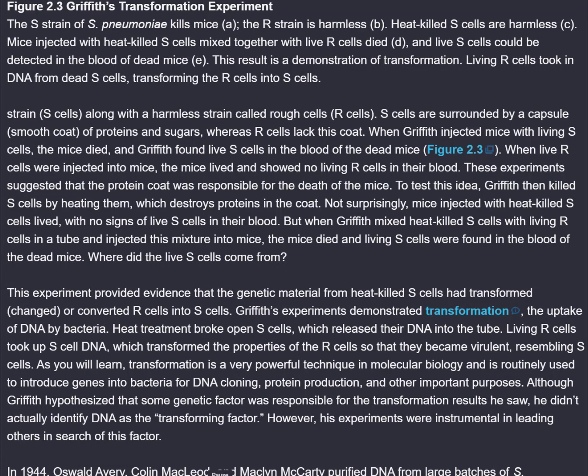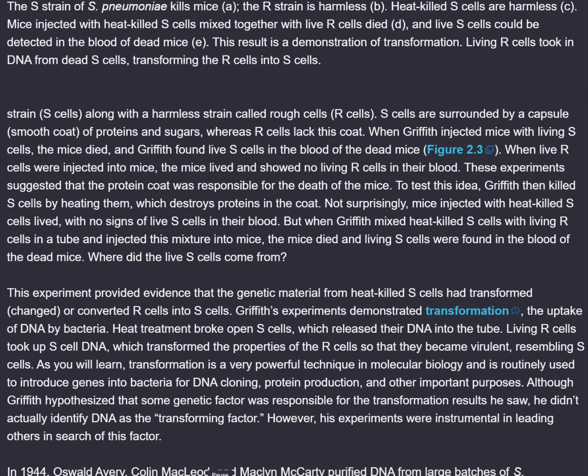Figure 2.3 Griffith's transformation experiment. The S strain of S. pneumoniae kills mice. A. The R strain is harmless. B. Heat-killed S cells are harmless. C. Mice injected with heat-killed S cells mixed together with live R cells died. D. And live S cells could be detected in the blood of dead mice. E. This result is a demonstration of transformation. Living R cells took in DNA from dead S cells, transforming the R cells into S cells.